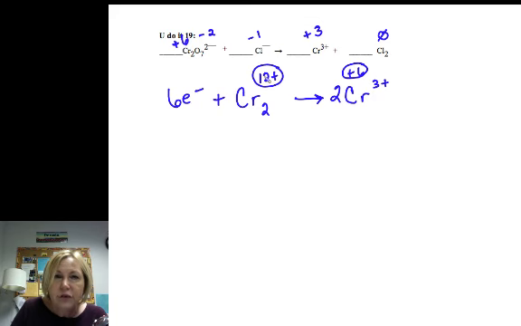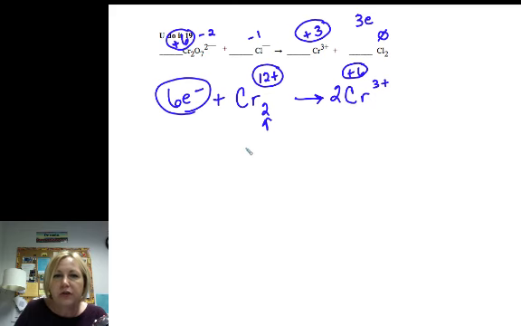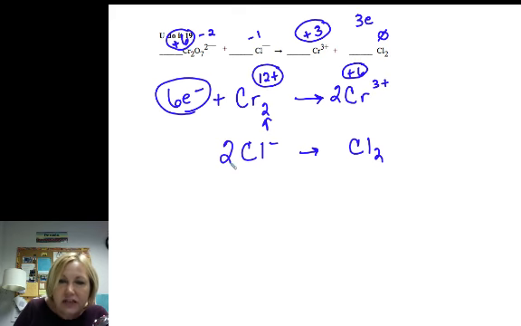Okay, so that's 12 positives minus 6 is +6. Each one went from +6 to +3. That's 3 electrons. I'm looking at 2 of them, so that's 6 electrons. Just showing you where I'm getting those numbers. Okay, chloride went from Cl- to Cl2. Again, at least 2 of them. And that's going to be 2 electrons. Now, the lowest whole number ratio between 6 and 2 is 6.